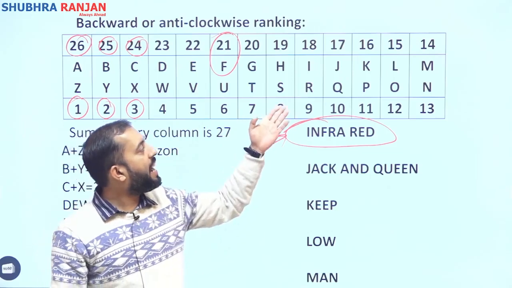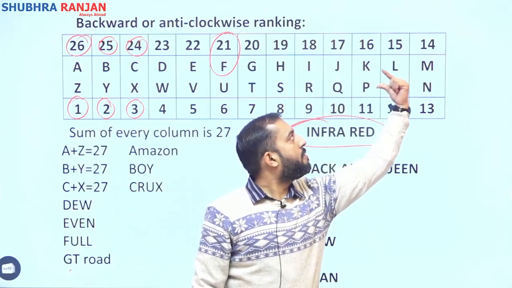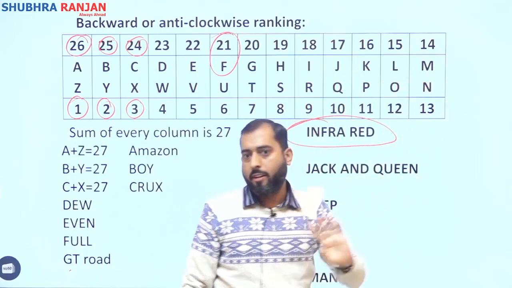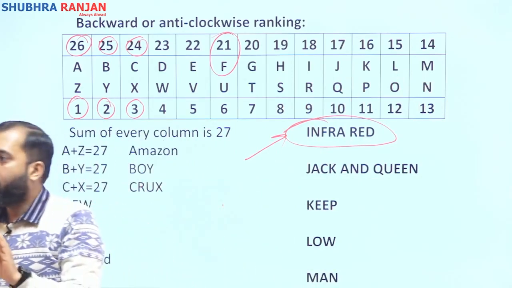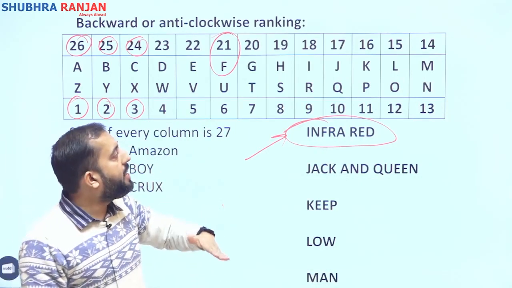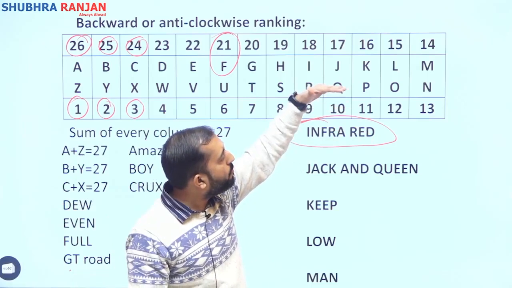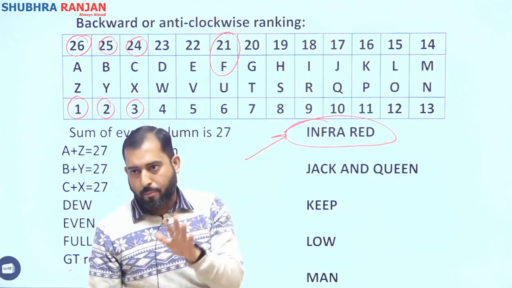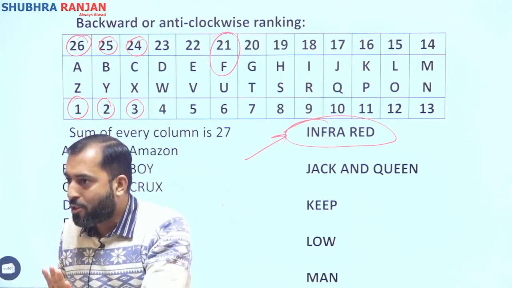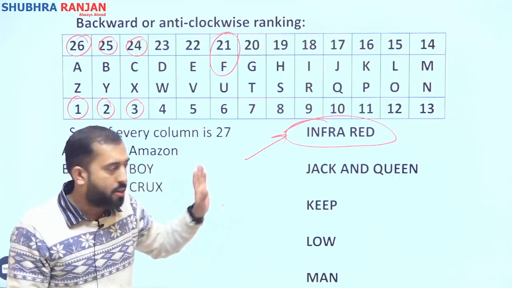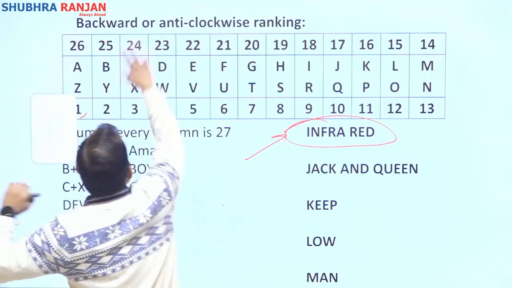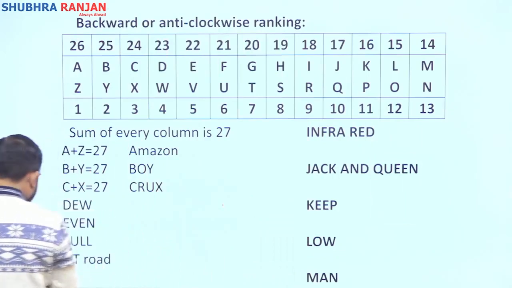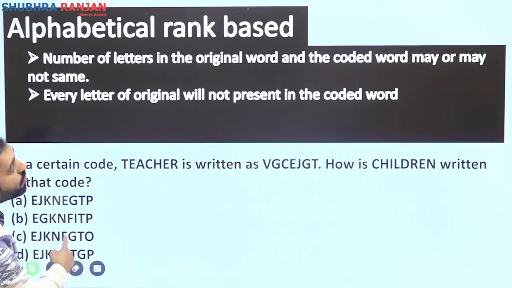Then Jack and Queen, this is keep, this is low, and this is man. The funda is to write down N below M, O below L, P below K. It is very important. I hope this part is clear to everyone. Any problem over here? No. So if this is clear, I have a question, and that question was there in your exam.